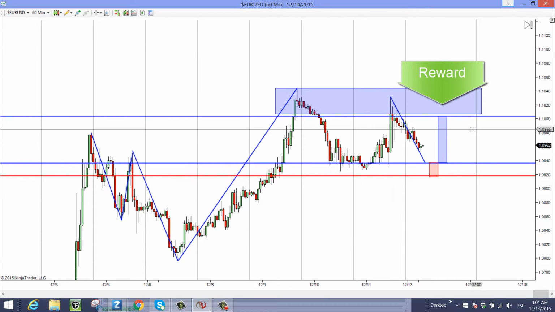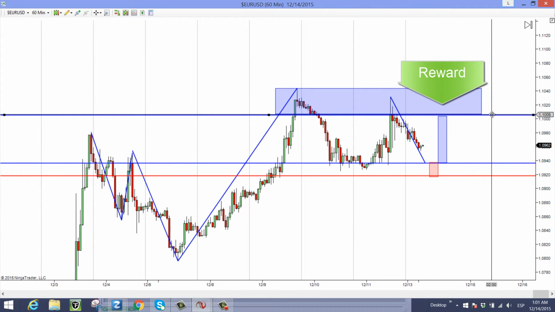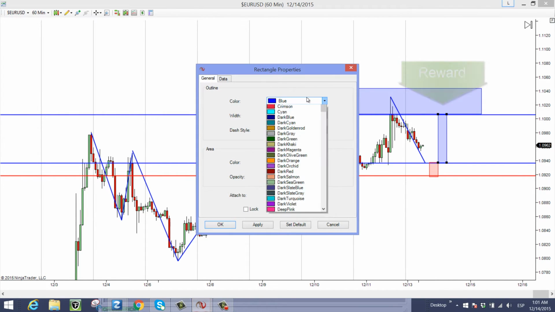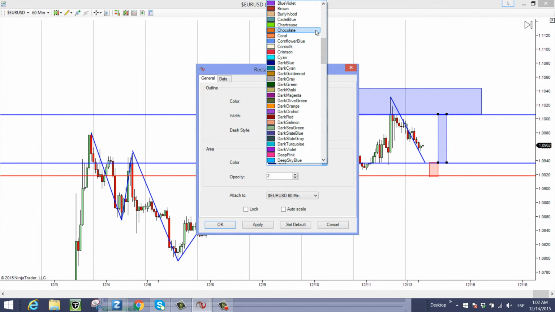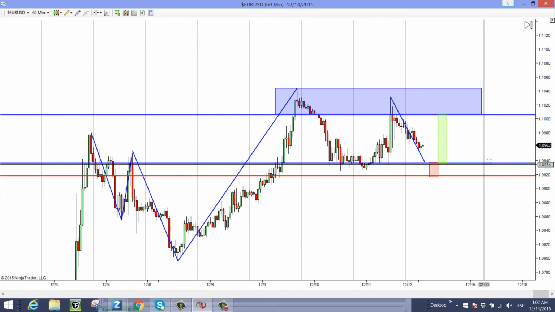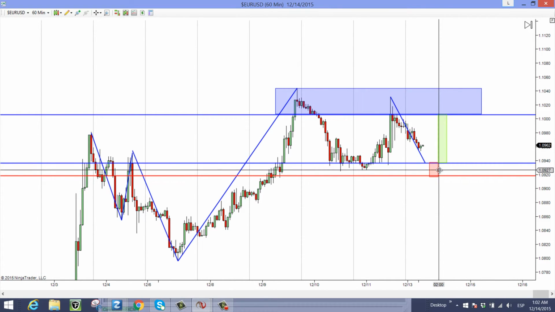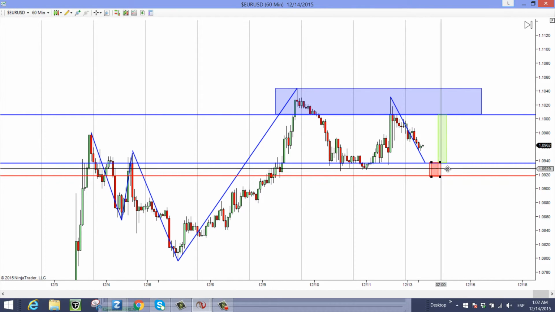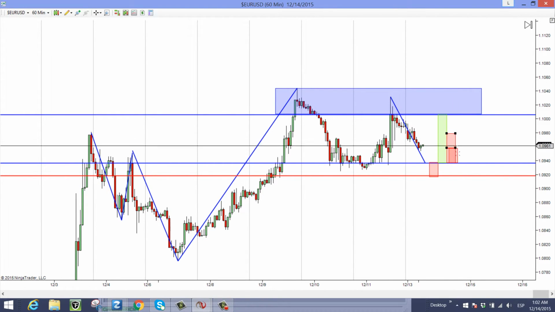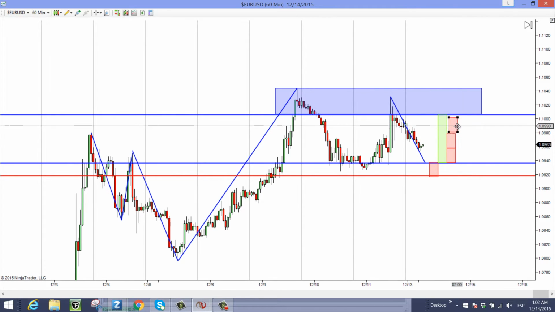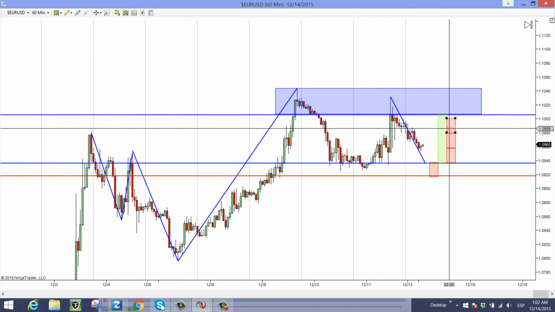Sorry. Let me adjust this a little bit here and here. Okay, let's change this color to blue for profit. Green for profit or money. Boom, right here. So if I take this, I got 1, 2, 3, almost a little bit more, 3 risk reward.